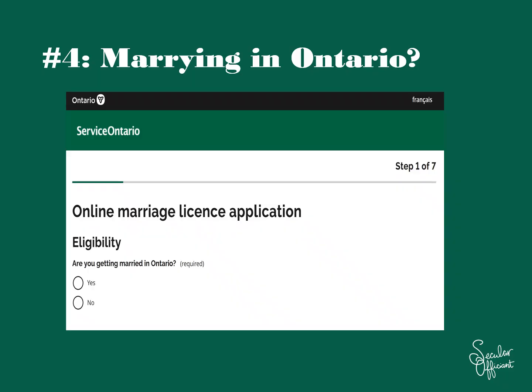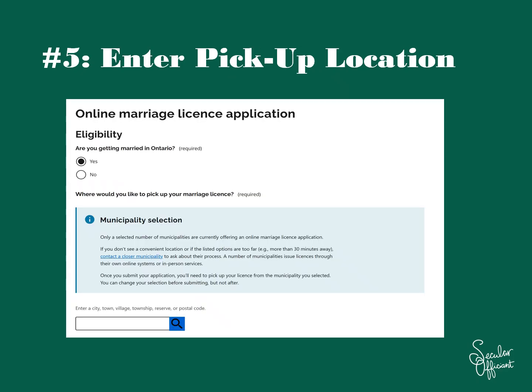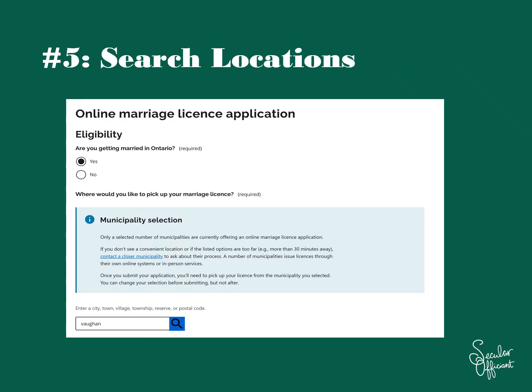Step 4 is answering the question, are you getting married in Ontario? Select yes, as you are applying for an Ontario marriage license. Step 5 is indicating the location you would like to pick up the marriage license. First, click into the search box and type in a city, town, village, township, reserve, or postal code. In this example, I have typed in the city, Vaughan, into the search box. Then click on the blue search button to the right of the search box.